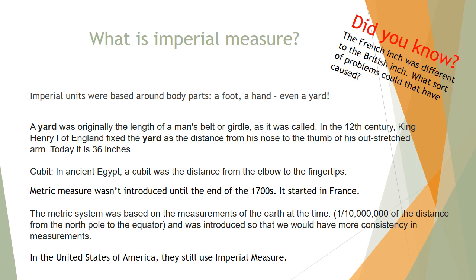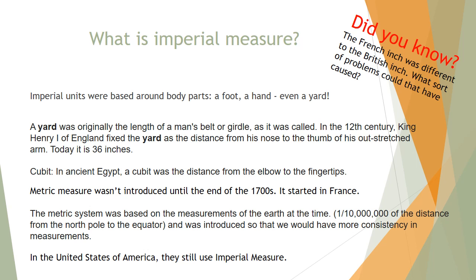In the 12th century, King Henry I of England fixed the yard as the distance from his nose to the thumb of his outstretched arm. So touch your nose, stretch your right arm out. Yep, that was the distance of a yard. Today, we say it's 36 inches.